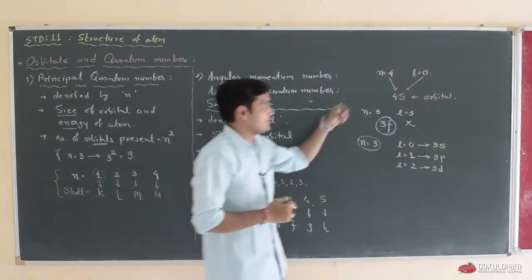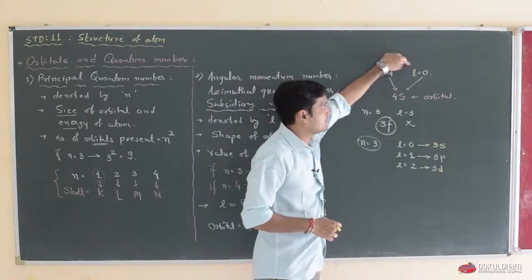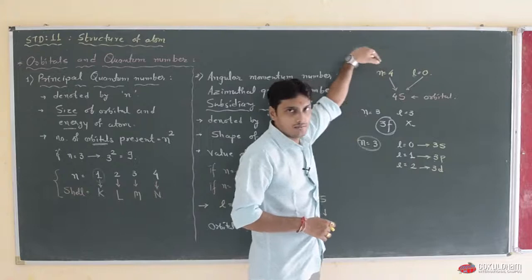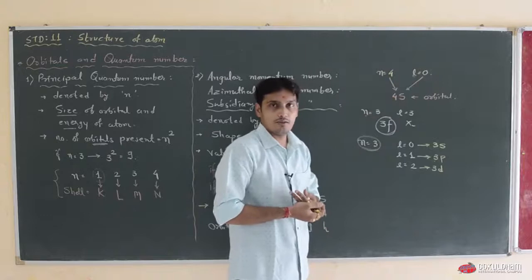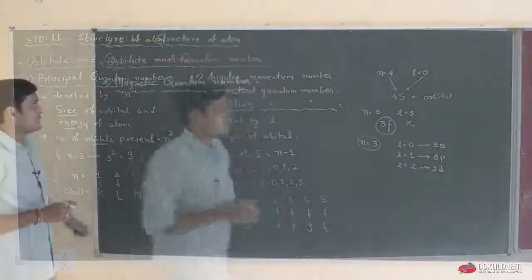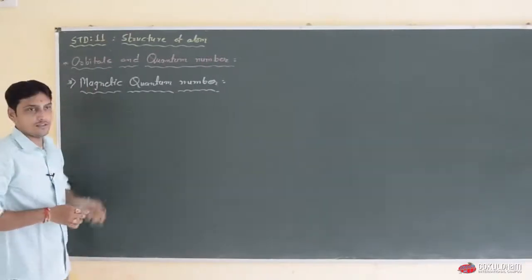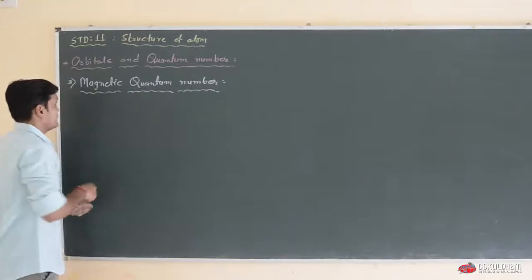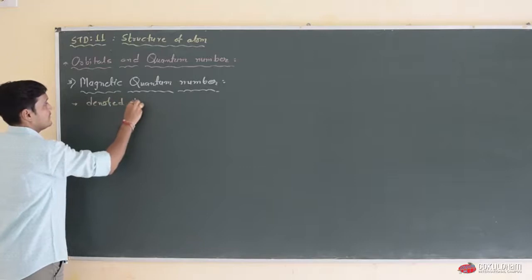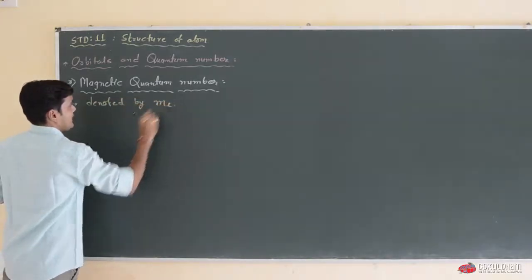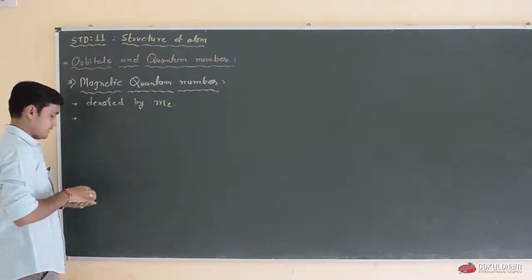Okay, so you can calculate this orbital symbol with the help of these two quantum numbers: the principal quantum number and the angular momentum quantum number. Okay, now our third type, that is the magnetic quantum number. This magnetic quantum number is denoted by ml. What is the role of this magnetic quantum number?